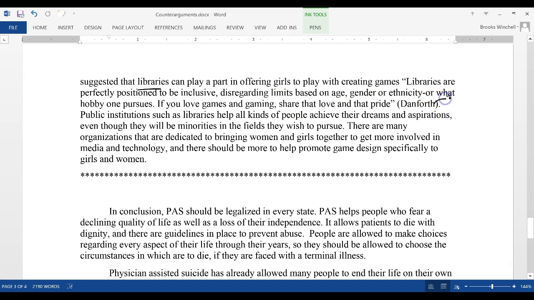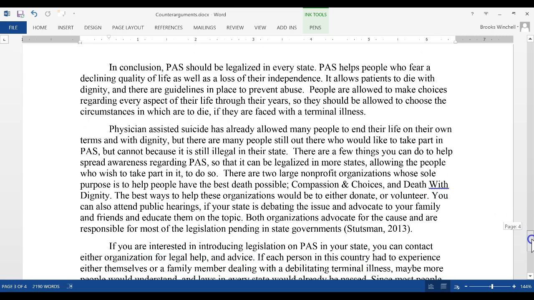And she cites a source, although she forgot the year. "Public institutions such as libraries help all kinds of people achieve their dreams and aspirations, even though they will be minorities in the field they wish to pursue. There are many organizations that are dedicated to bringing women and girls together to get more involved in media and technology, and there should be more to help promote game design specifically to girls and women." So she could have listed some of these organizations, but pretty good. She has some good suggestions about libraries helping and some organizations. So she takes it beyond just summing up what she says and actually offers some suggestions.